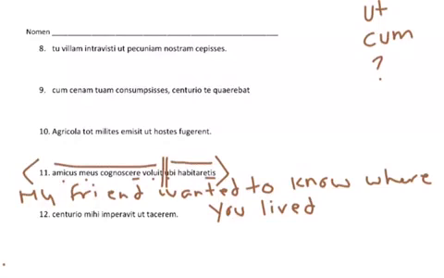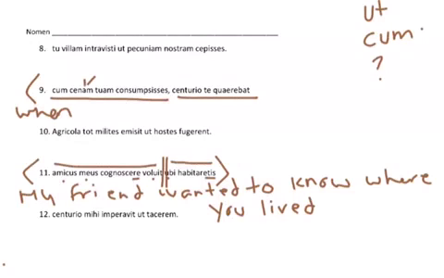Okay. Over here, number 9, we have cum clause. I want you to check out my cum clause. Cum canem tuum consumpsisses, centurio te quaerebat. I have a cum clause, so that's easy. That means translate up to the comma and then do the stuff after the comma. So in a cum clause, cum means when. So when.